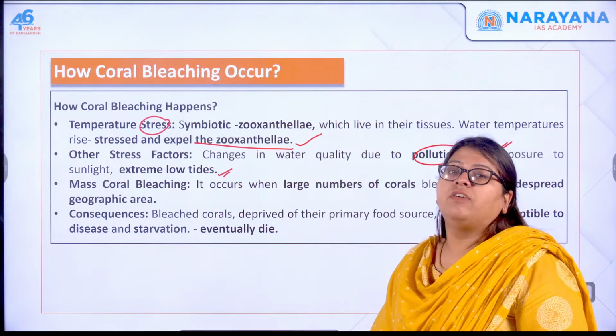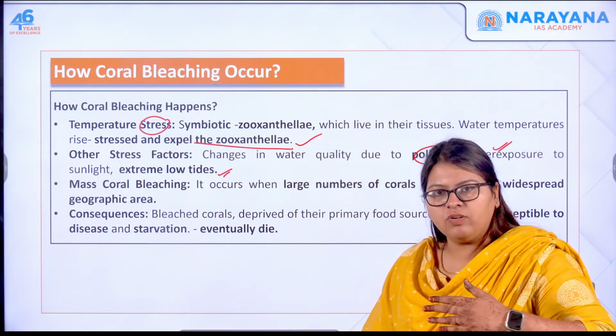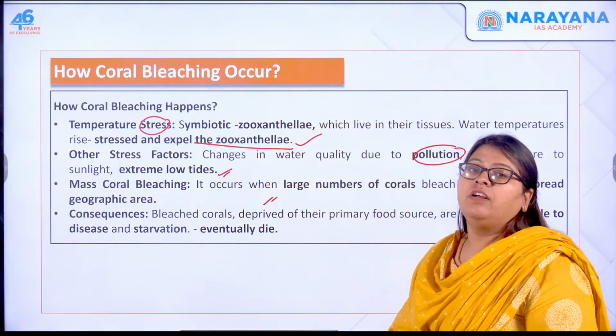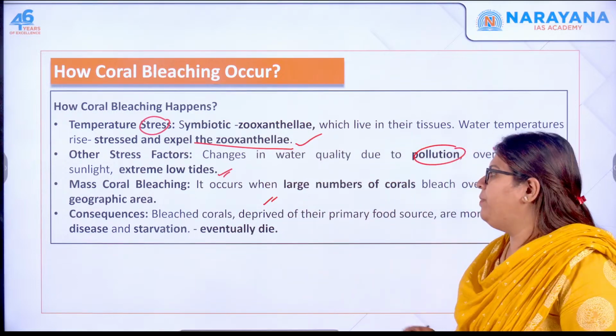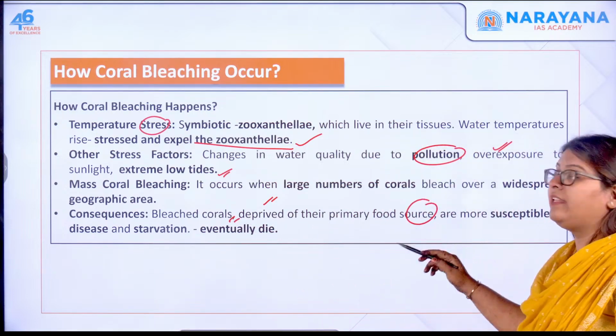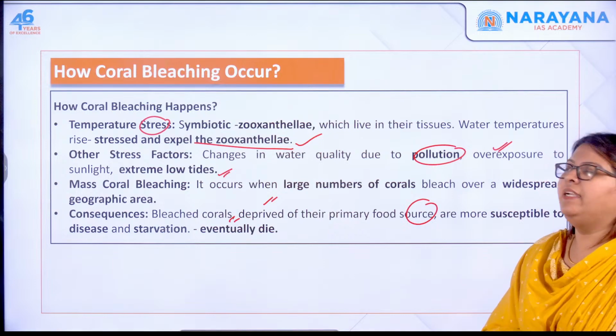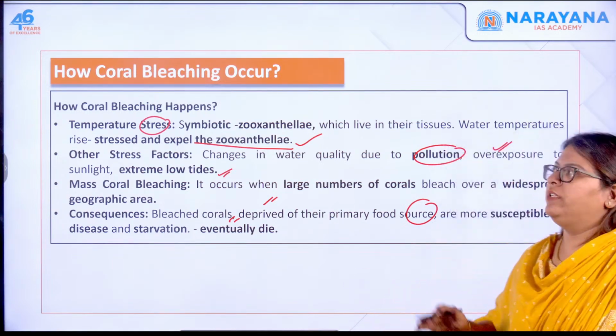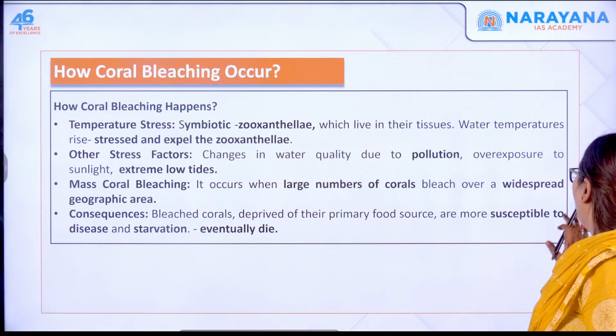And also the events of mass coral bleaching will also cause the adjacent corals also to die. Okay, what will be the consequences of this? There will be bleached corals which are deprived of their primary food source, and they will be further susceptible to disease and starvation. Eventually that results in the death of coral. So this is what is called coral bleaching.